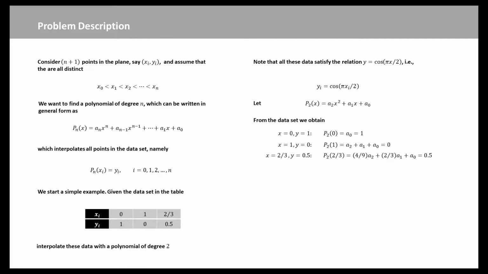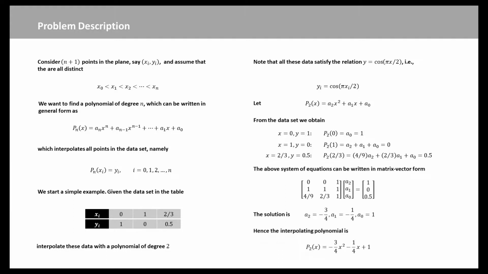Now we need a polynomial of degree 2. So we can write out the general form of such a polynomial here: a2 x squared plus a1 x plus a0 is my polynomial. And we have stated before that the goal now is to find the coefficients a2, a1, a0. Once they are determined, I have the polynomial. We now use the interpolating property and write out 3 equations.